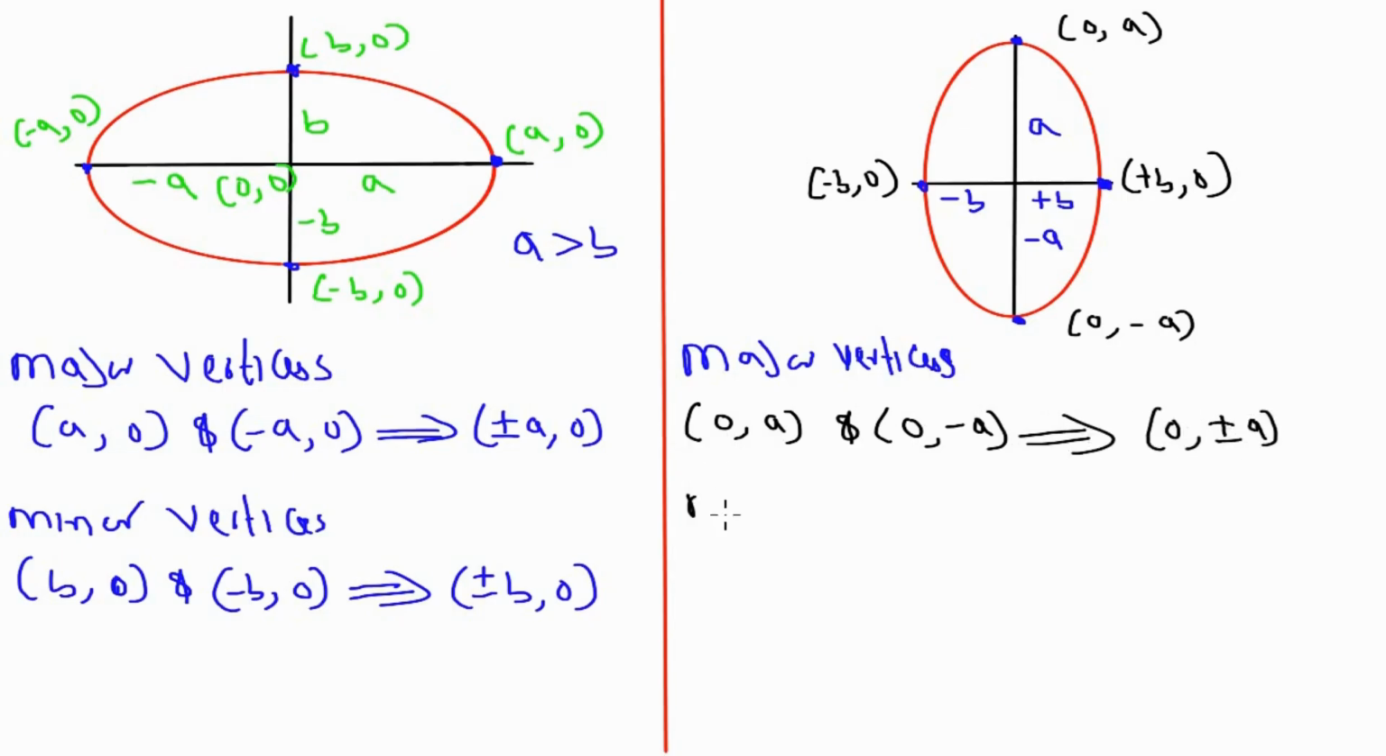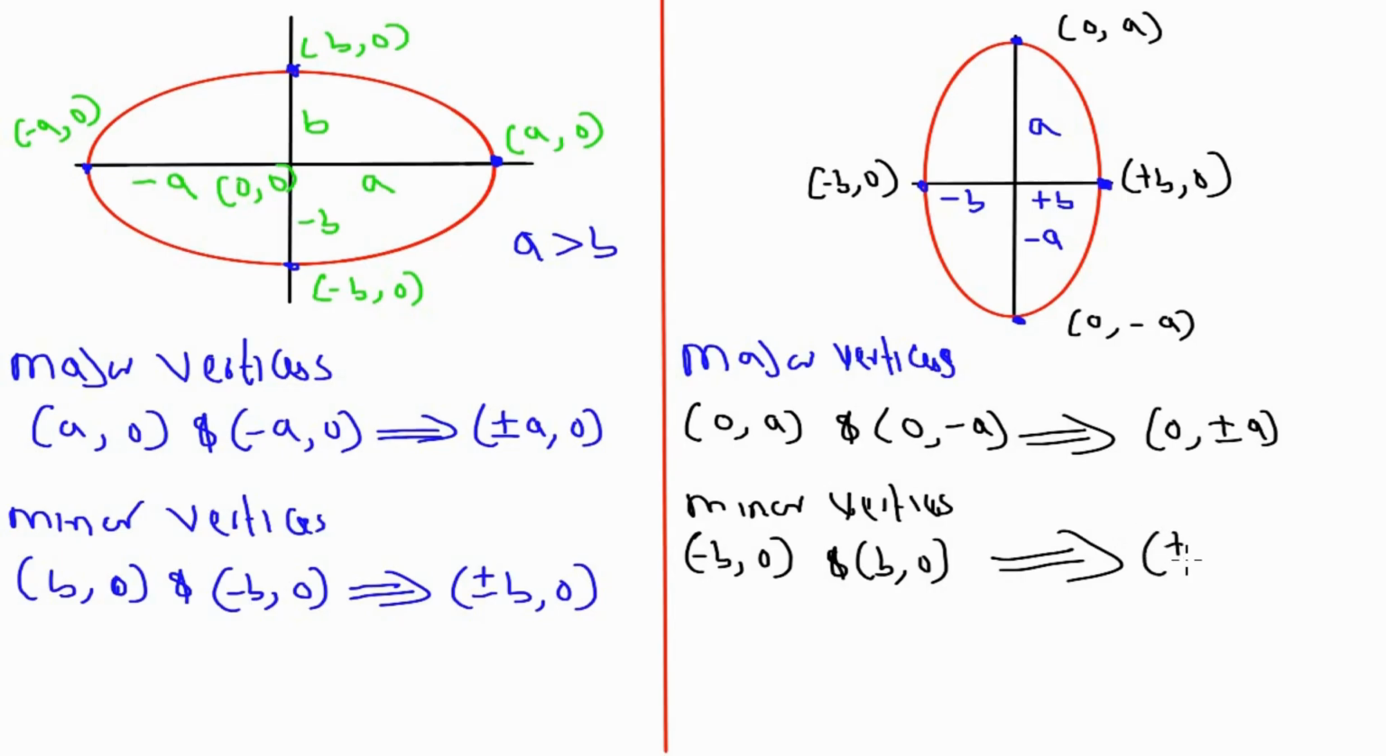Excellent. Now for the minor vertices, that's given as minus b, 0, and b, 0. Whichever comes first, the order does not matter, because you can express this as plus or minus b, 0. So this is accepted. That's how you can easily identify the coordinates of the major and minor vertices of your ellipse. So this is one kind of ellipse, centered at the origin.